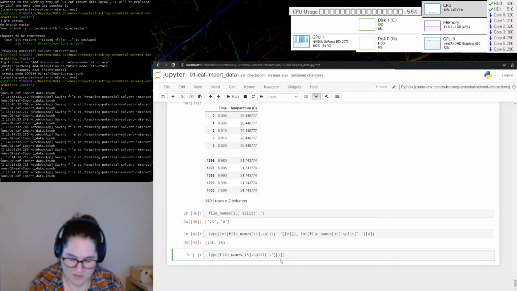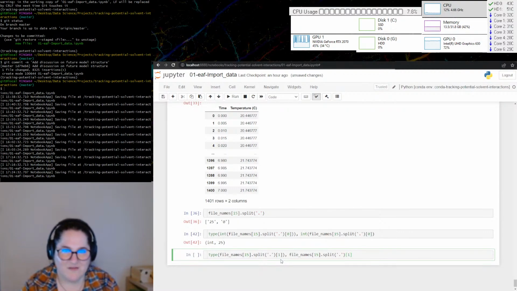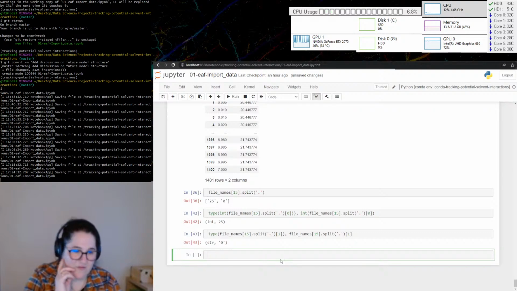and then I want to do file names 15 dot split. Frankly, I'm just tired of seeing 0, 0. And so that's why I'm doing 15. It's just kind of an arbitrary number that I know is between 0 and 63. String, and it's 0. That's great. That's exactly what I want. So I know that this splitting idea works, and it returns the values of 25 and 0, which could then be turned into a categorical.